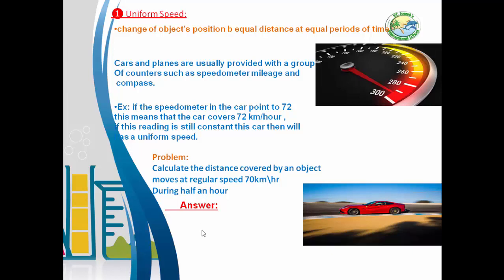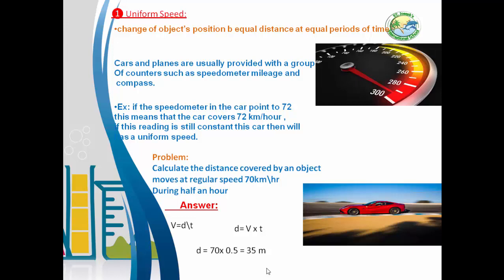Of course, distance equals speed times time, because the speed equals distance divided by time, so distance equals speed times time. So it will be 70 times half, it will be 35 km.